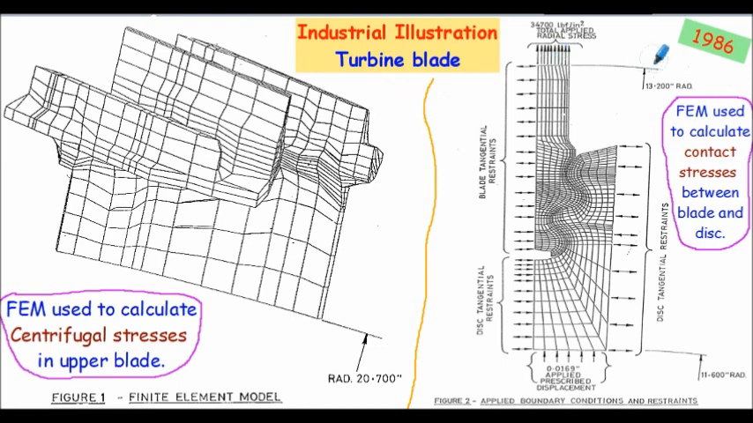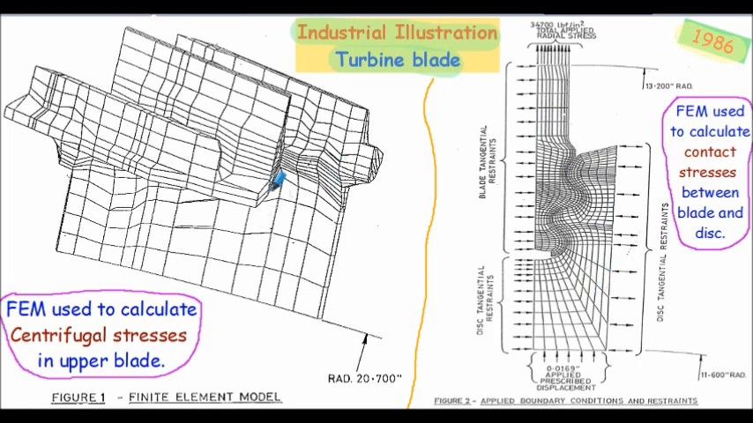This is an illustration from many years ago, actually 1986. And this relates to the first model I was ever involved with. So this is an industrial illustration of the modelling of a turbine blade. On the left hand side we have the upper end of the turbine blade, which I think was called the tip shroud at the time. This was a three-dimensional model. And on the right hand side we have a two-dimensional model where we were trying to ascertain the contact stresses between a turbine blade and the disc of the rotor.